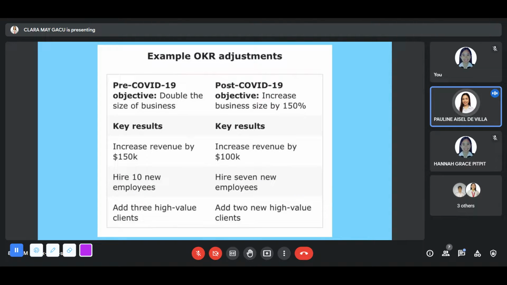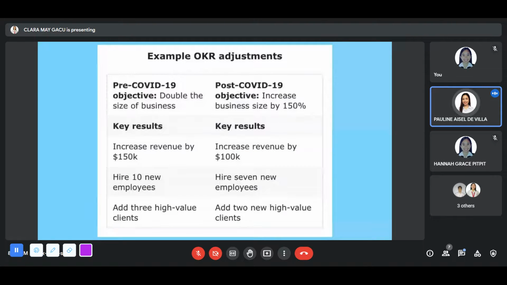So this is an example of OKR adjustments. This is the pre-COVID-19 objective. This is just an example: double the size of the business. So that's their objective, and their key results are to increase revenue by $150,000, next is to hire 10 new employees, and the last is to add 3 high-value clients.